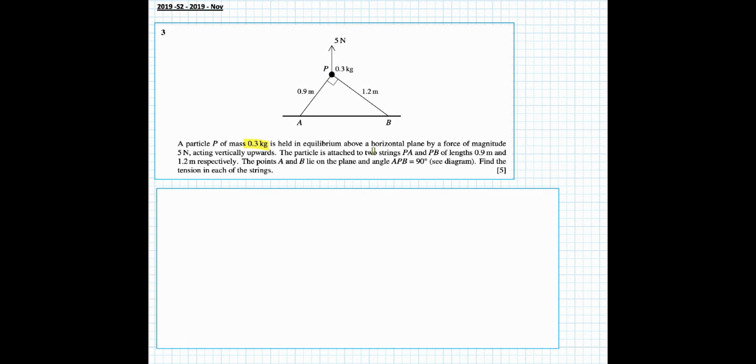Looking at 2 strings, we've got a particle P. It's vertically upwards, as we can see in the picture, diagram 0.3. And we've also got lengths given from A to B. The details you can see in the diagram anyway. So find the tension in each of the strings. Remember, it's a closed system, so the tension will be equal on both sides.